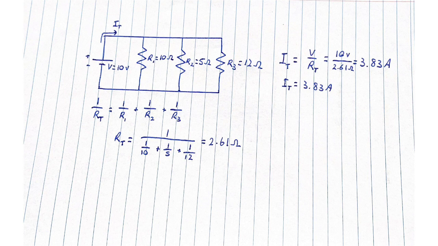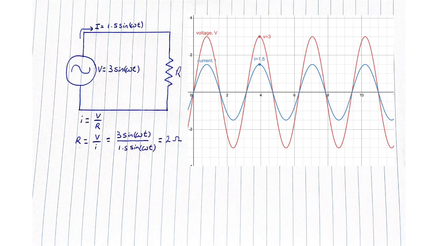If we did want to calculate the total current through this circuit, a simpler and faster approach is to find the total resistance of the circuit by adding the inverse of the resistance of each branch and taking the inverse of that to get the total resistance, as shown in the working. This results in a total resistance of 2.61 ohms. Then we can use Ohm's law to calculate the total current, which is 3.83 amps.